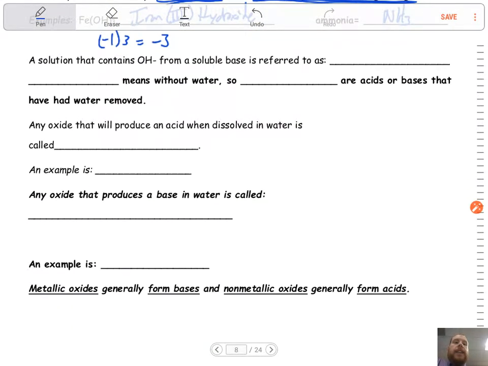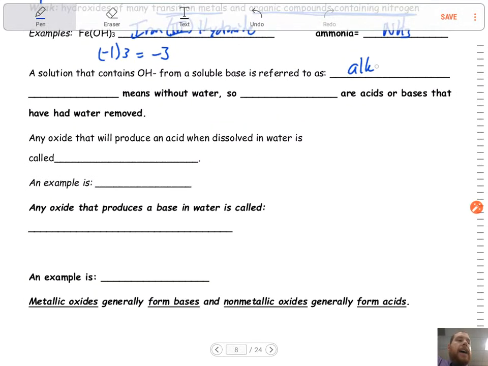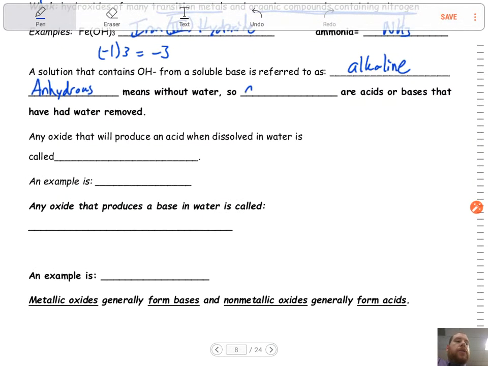So a solution that contains hydroxide from a soluble base is referred to as alkaline. So you've heard of like alkaline batteries. Okay, hydroxide, that means it's alkaline, so alkalinity, things like that. This term anhydrous, okay, means without water. So anhydrides are acids or bases that have had water removed. Okay, they're no longer wet.